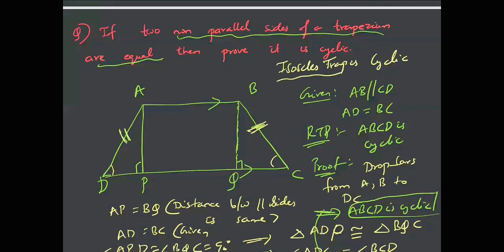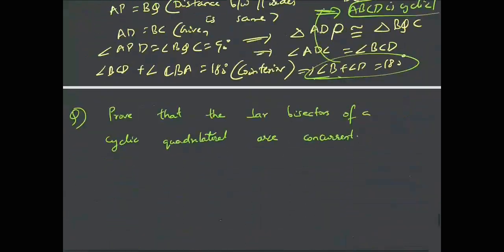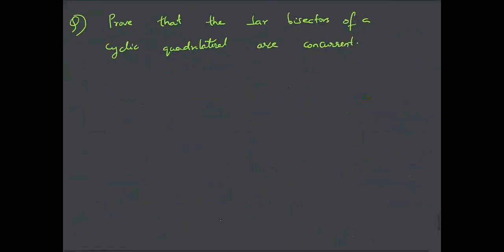What do you mean by isosceles trapezium? It is a trapezium in which non-parallel sides are equal. So the isosceles trapezium is always a cyclic one. Now, prove that the perpendicular bisectors of a cyclic quadrilateral are concurrent.